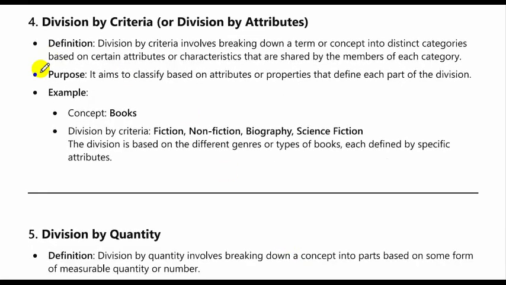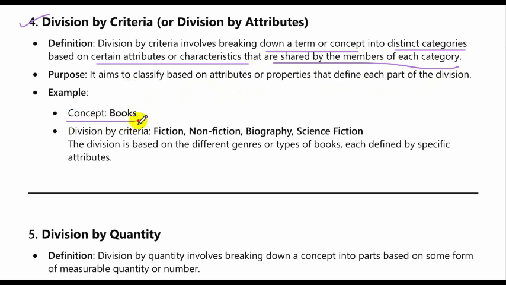Division by criteria or division by attributes. Division by criteria involves breaking down a term or concept into distinct categories based on certain attributes or characteristics that are shared by members of each category. It aims to classify based on attributes or properties that define each part of the division.